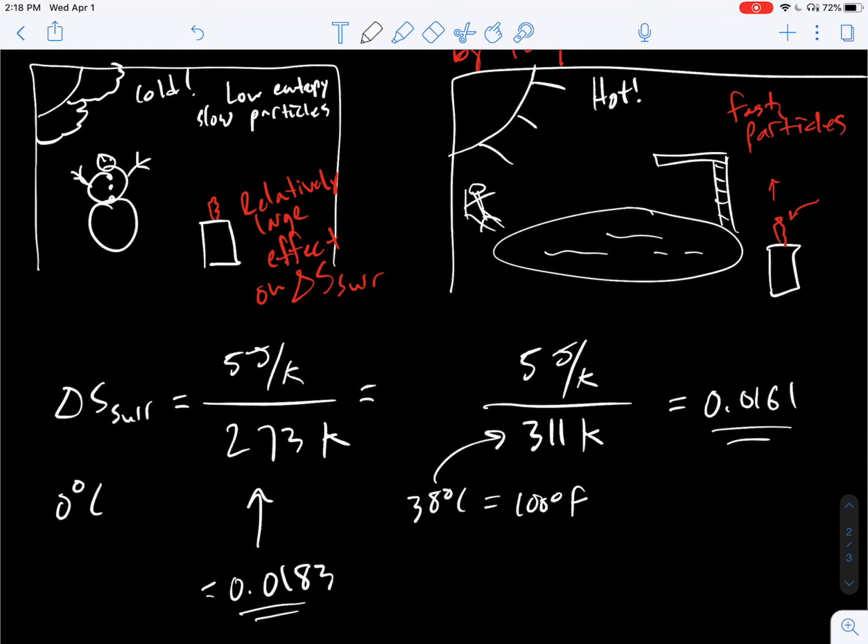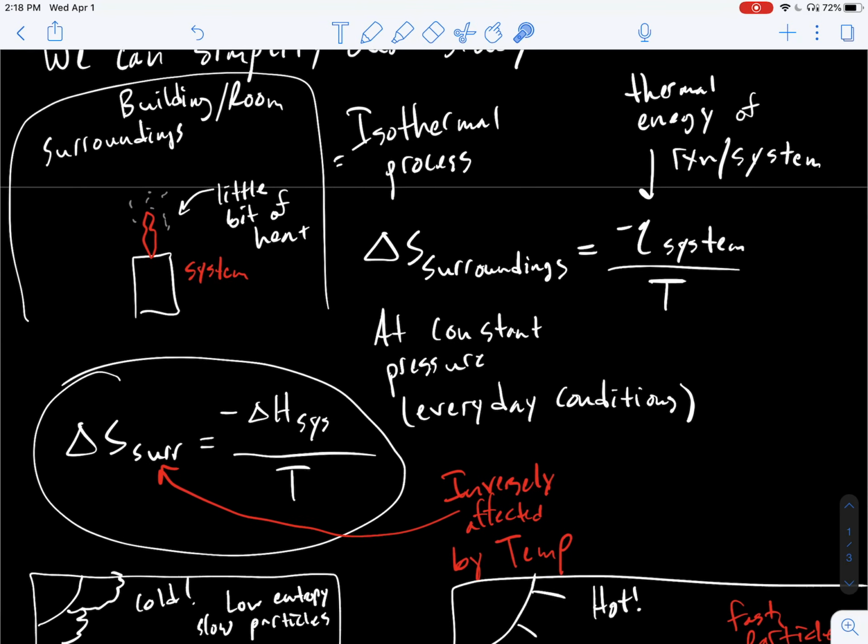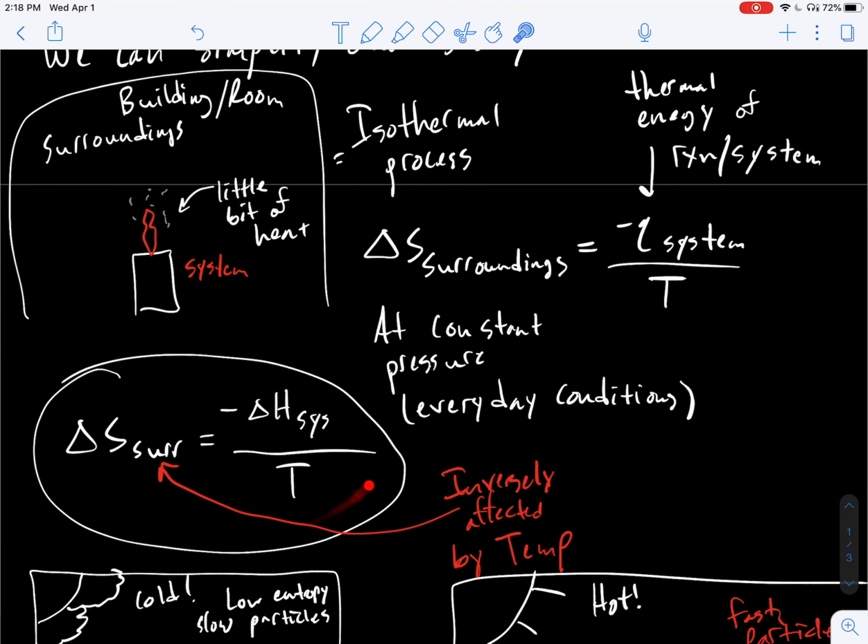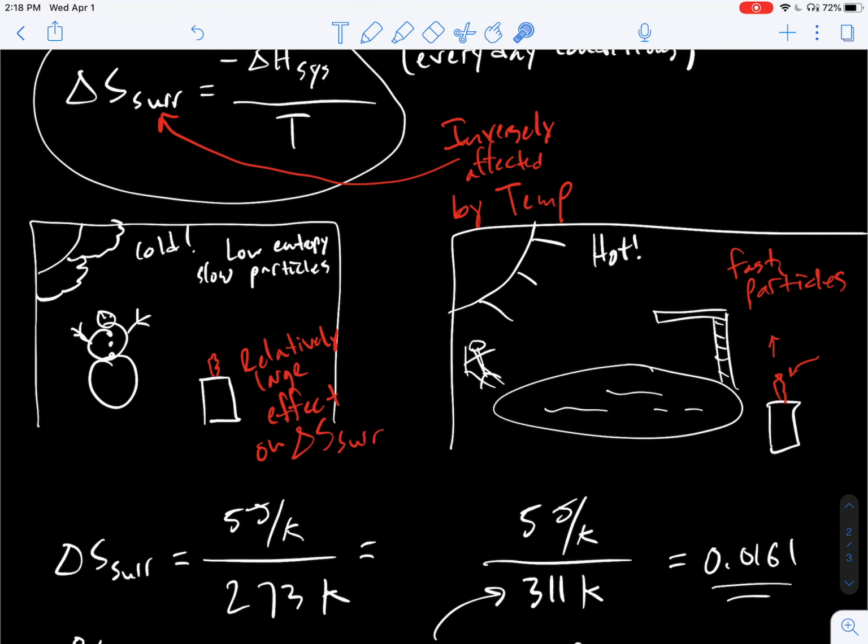So depending on the temperature, the delta S of the surroundings value will change. So it's a temperature dependent number. It depends on the enthalpy of the reaction and the temperature at which you do the reaction. So both very important values here. But honestly, the big important thing to remember is this equation. So we're going to use this equation as an example here. So let's go ahead and do that.